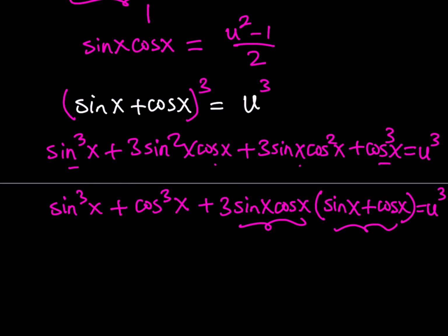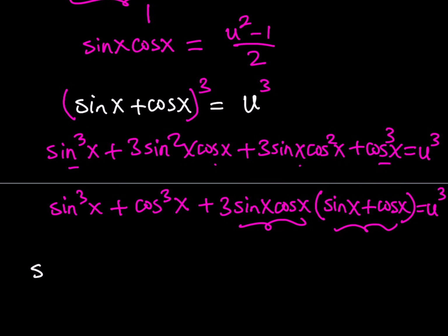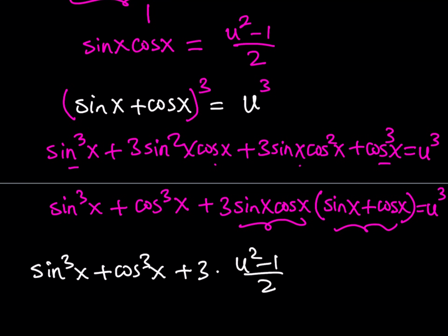So if you do all the replacements, then you should be getting sine cubed x plus cosine cubed x in terms of u, which is what I was trying to do. Okay, cool. Let's proceed with that. So what I'm going to do is isolate this guy over here. So sine x cosine x, right there, is equal to u squared minus 1 over 2, and this is just u, and the whole thing is equal to u cubed.